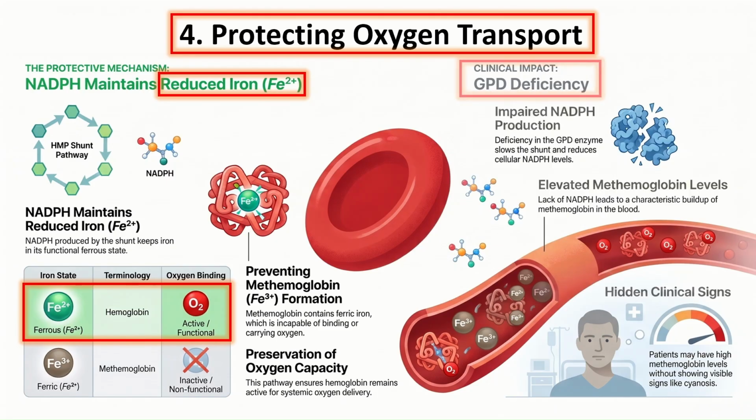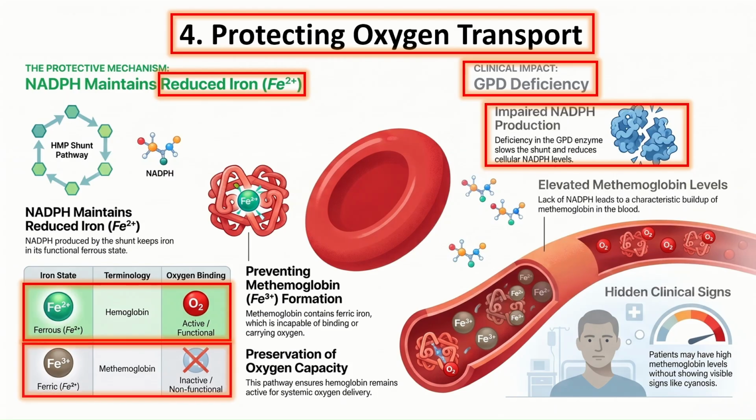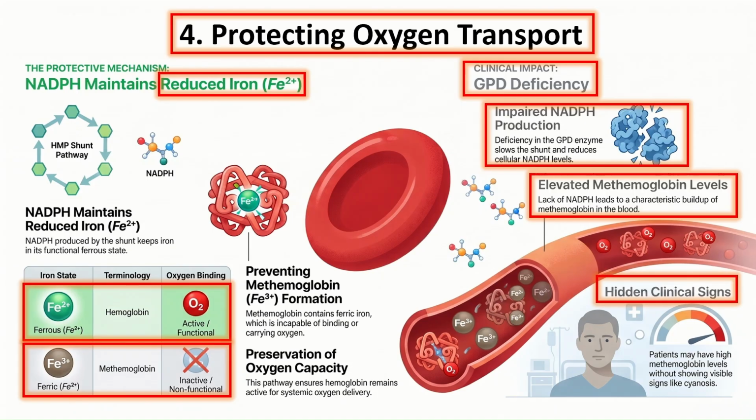If G6PD is deficient and the HMP shunt doesn't produce enough NADPH, the iron will get converted into the oxidized ferric form. The hemoglobin with the ferric form is called methemoglobin. The methemoglobin cannot bind to the oxygen and carry it to the tissues. Interestingly, even though the methemoglobin is elevated in the bloodstream of these patients, visible clinical signs of inadequate tissue oxygenation such as cyanosis may not always be manifested. That is, the cyanosis paradox is seen in these conditions.